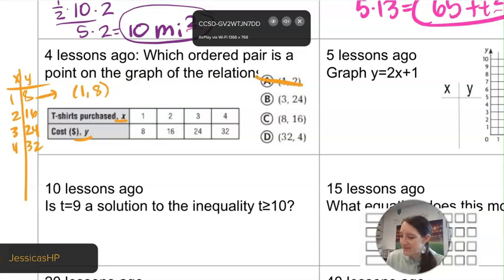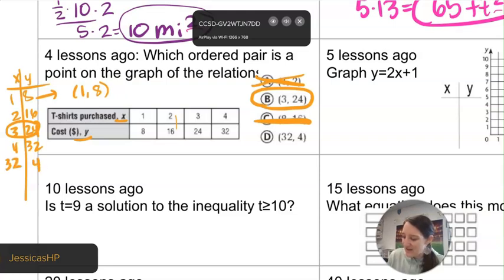Okay, so looking at that, no. 3, 24, yeah, look right there. Boom. There's your answer. 8 and 16 wouldn't work. It should be 2 to 16, huh? And then 32 to 4. That one's wrong because that would look like this, 32 and 4.